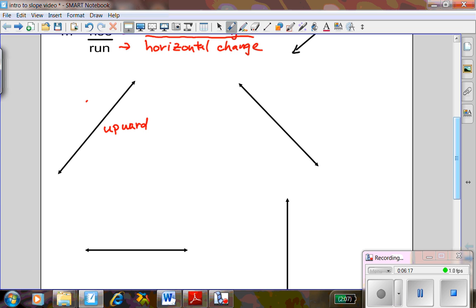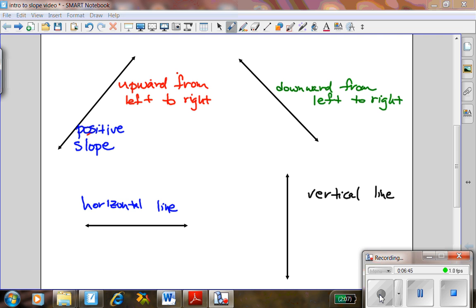which means you're starting down at the bottom, down here, and then you're going up as you move from left to right. And that means your slope is going to be a positive slope. So as you move up from left to right on your line, you are moving in the positive direction. You're going up and you're going to the right.